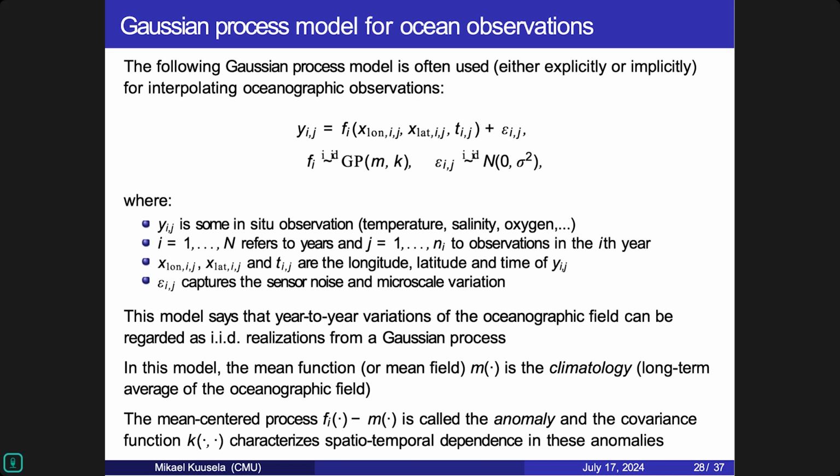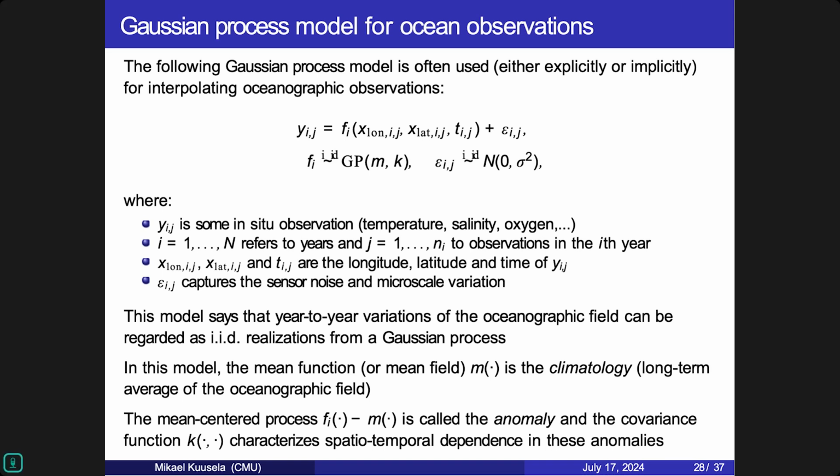And now, since we do this with Gaussian processes, we assume that this F is from a Gaussian process with some mean and covariance. And this we assume is also Gaussian, to be tested. So here's a Gaussian process model for ocean data. And what is this model saying? This model is saying that the year-to-year variations in my oceanographic field are independent and identically distributed samples from a Gaussian process.